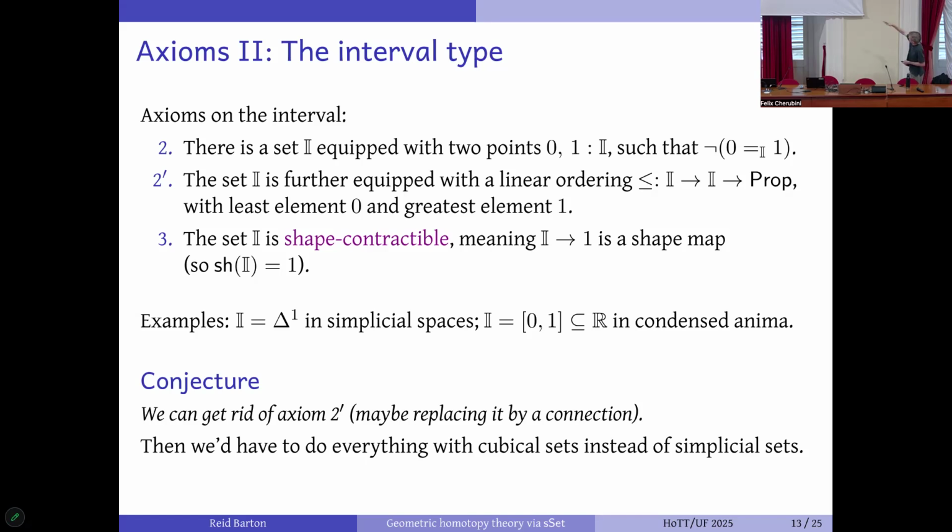So the conjecture again was that I can get rid of this axiom 2 prime. That would mean that instead of working in some simplicial setting, I have to work in some cubical setting. It's just a little more complicated than that. Even if I had worked it out, honestly, I probably would not have presented this, because it's a bit more complicated with the cubical version.